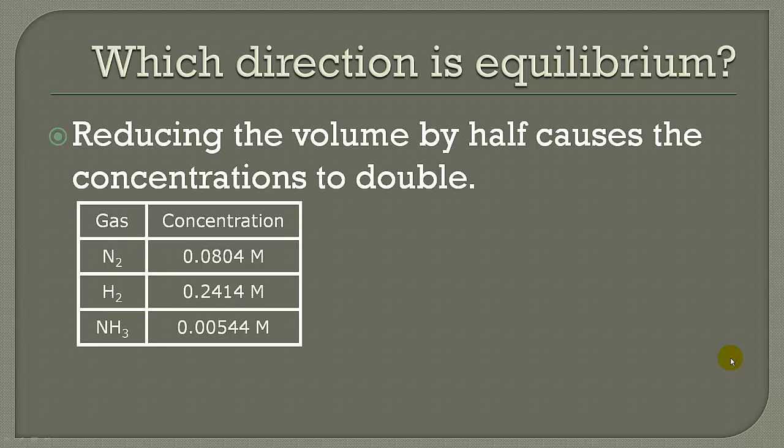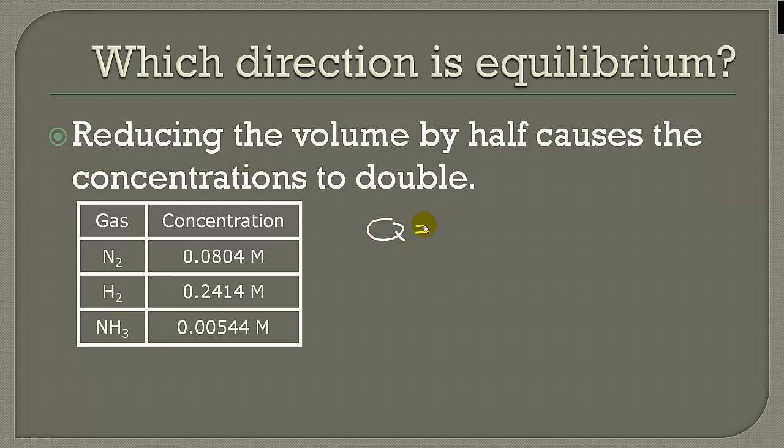So the question is, which way is the reaction going to shift? Now I'll show you later, there's a concept called Le Chatelier's principle, and Le Chatelier's principle actually allows us to predict the direction of the shift without having to calculate Q. But in this case, let's calculate Q, since we haven't covered that yet.